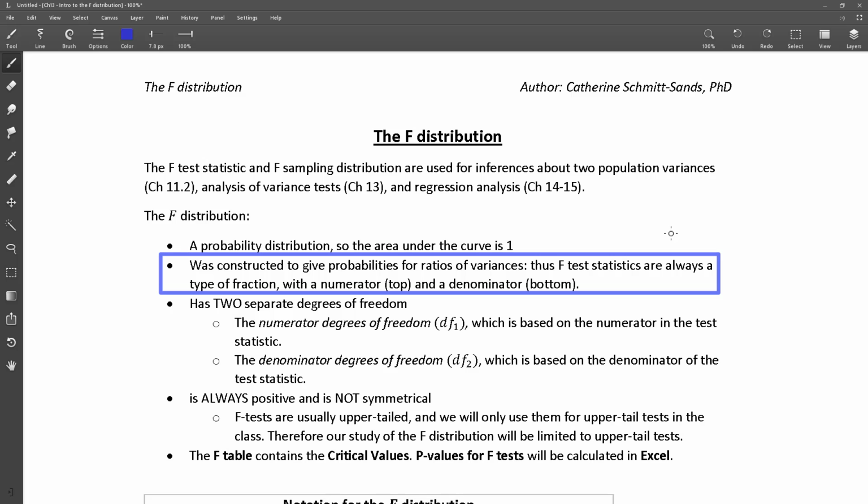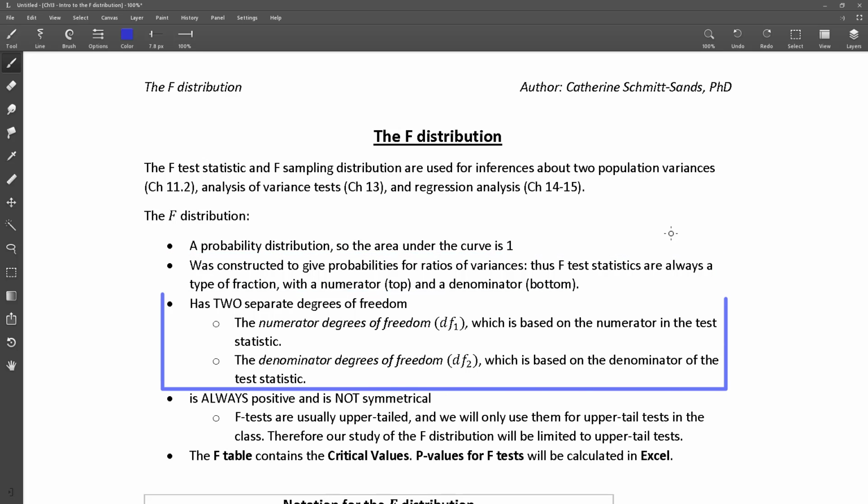So F test statistics are always a type of fraction with a numerator on the top and a denominator on the bottom. F distribution test statistics have 2 degrees of freedom, 2 separate degrees of freedom. So every time you use an F test statistic, you're going to have to do 2 degrees of freedom calculations.